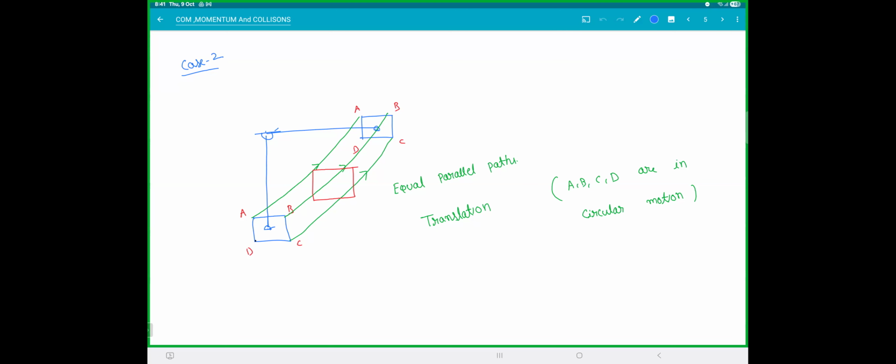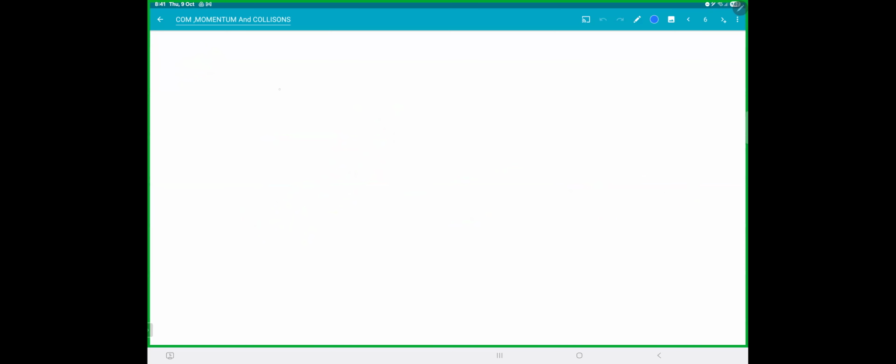So again, like I said, we defined translation and rotation for bodies, whereas you define circular motion for particles. So, for example, if I had to give you one more example, let's say you have a car, and it is going on a circle like this.